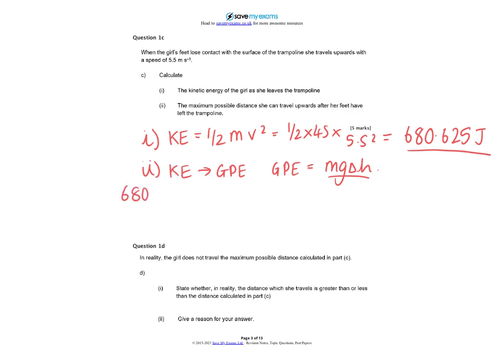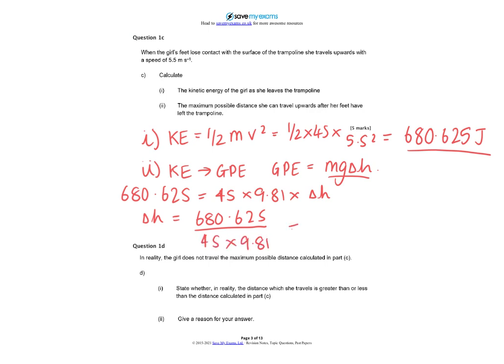So we've got 680.625. That's going to be equal to her mass times the gravity times what we're working out, so that's her change in height. If we rearrange that, we get delta h is equal to 680.625 divided by 45 times 9.81. Type that into our calculator and you get a height of 1.54 meters.